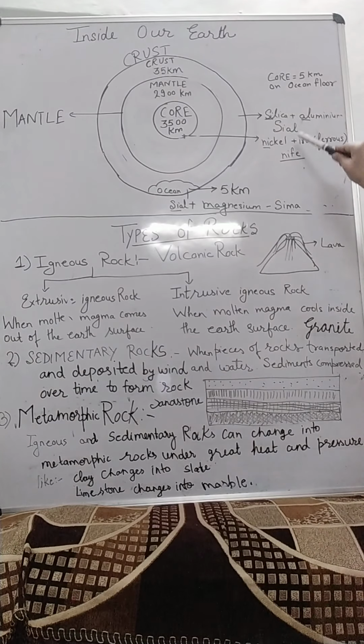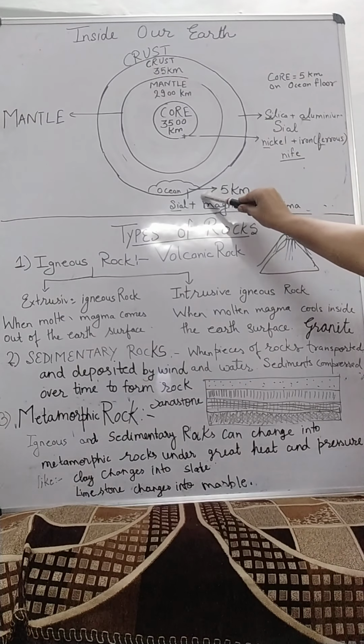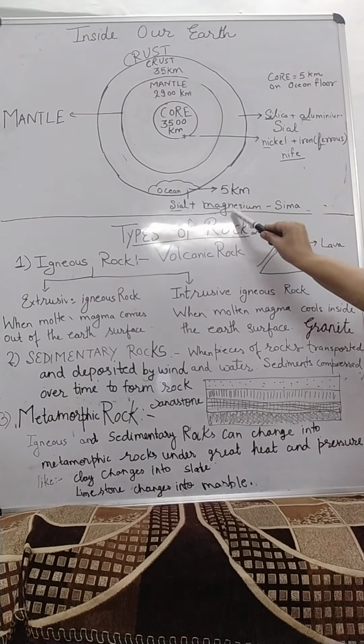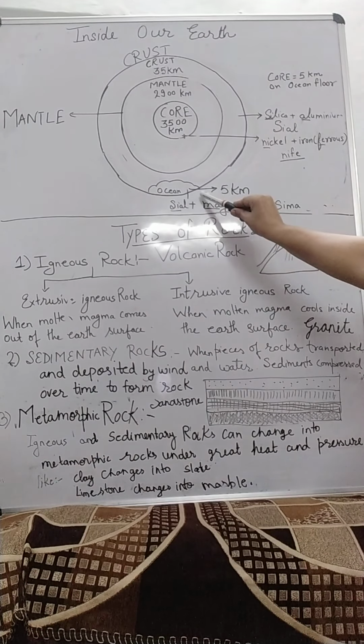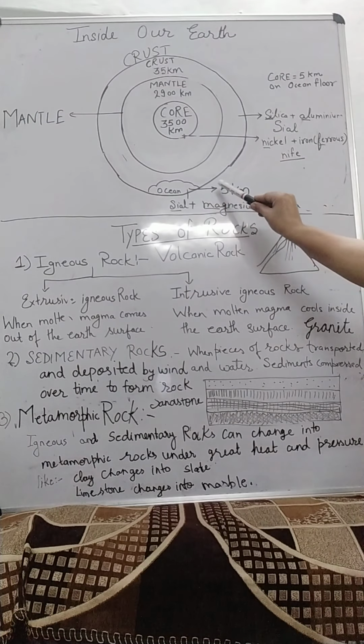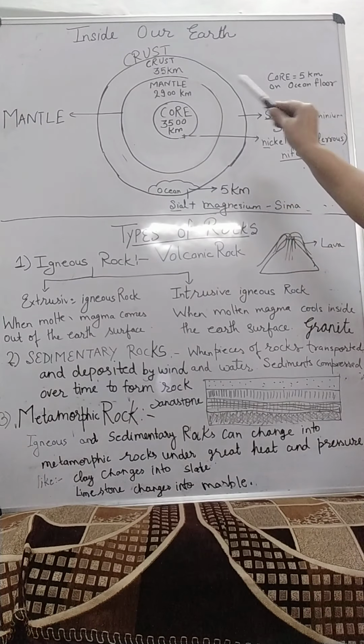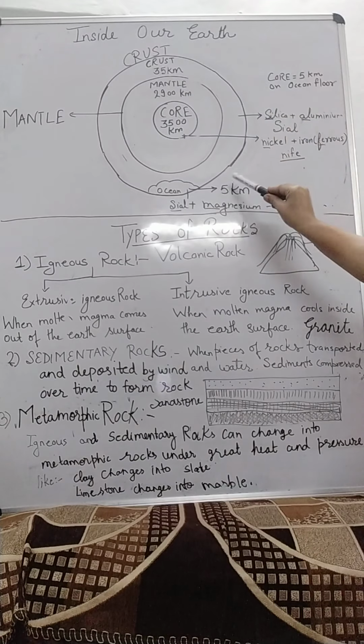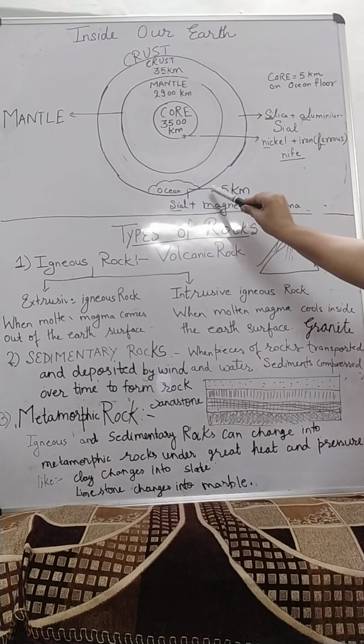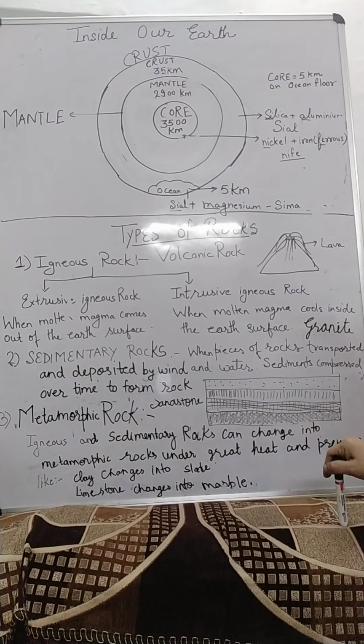And then if we look at crust, it is silica and aluminium. Silica and aluminium make the crust. That's why it's called Sial. But on the oceanic floor, silica and magnesium is there. And on ocean floors, the crust is only 5 km deep. Otherwise, crust is 35 km deep on continental mass, but on ocean floor it is 5 km deep.